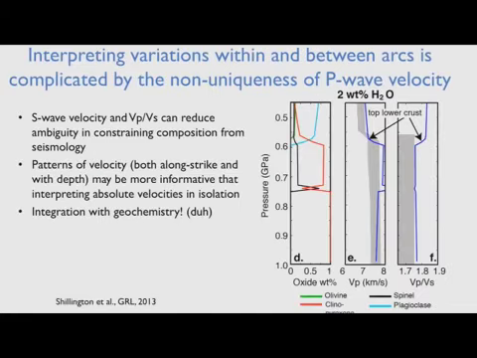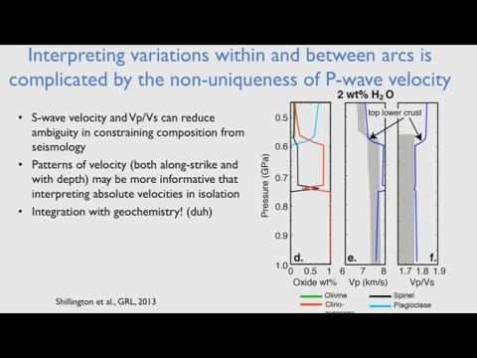And so P wave velocity is non-unique, as I tried to show you. And so I think that going forward, the things that we can do better are to combine that with constraints on S wave velocity and VP/VS. That's a little harder in active source land. We haven't talked about that, but especially for marine experiments, we have to get conversions between P and S wave energy to get S waves.